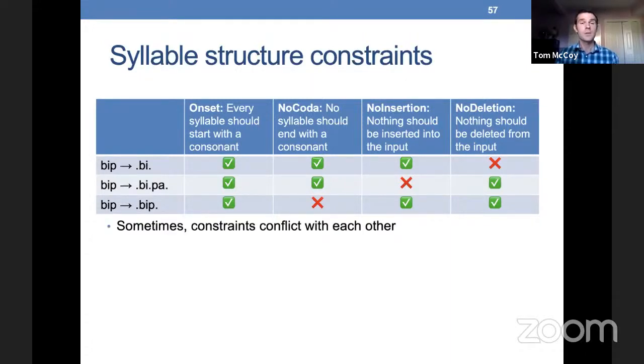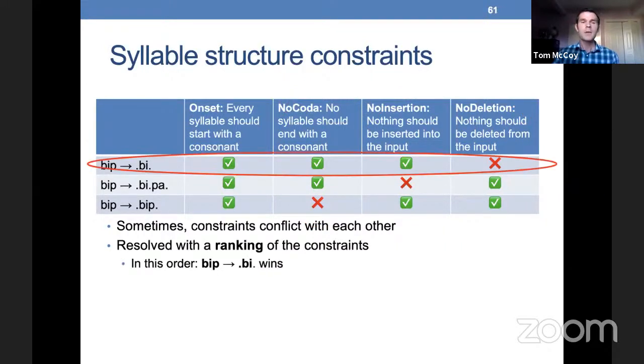Sometimes these constraints can conflict with each other. For instance, the no coda constraint would push a language to choose one of the first 2 mappings rather than the third one, because the third one violates the constraint. However, if you wanted to choose one of the first 2 mappings, you would have to violate either no insertion or no deletion. So in this case, no coda conflicts with no insertion and no deletion. When such conflicts arise, they are resolved with a ranking of the constraints.